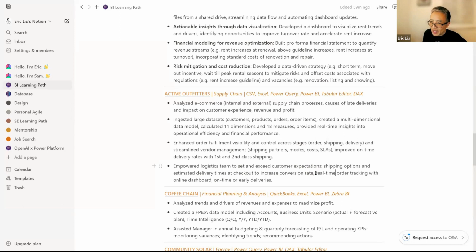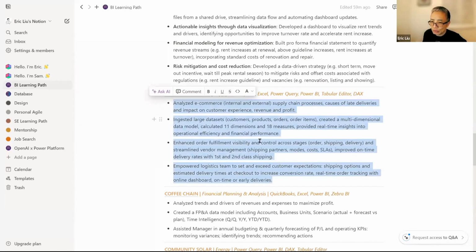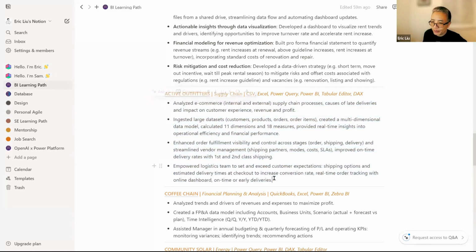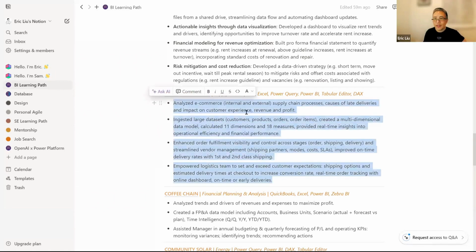And then after that, you provide real-time order tracking with an online dashboard, and then you will deliver on time. So this is part of supply chain, and you support the internal logistics team to manage customer experience. Is it good? I think this is a good project to work on.